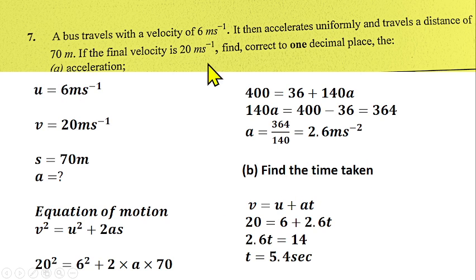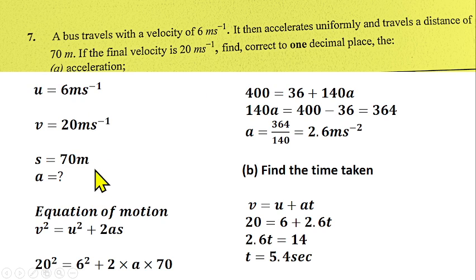Like I said, it's from the motion on a straight line, which is rectilinear motion. Now we are given the initial velocity to be 6, which is u equals 6 meters per second, and we know the final velocity, which is 20 meters per second as well. We are told the distance the ball covered, which is 70, as our x. So we are looking for acceleration, which is a.